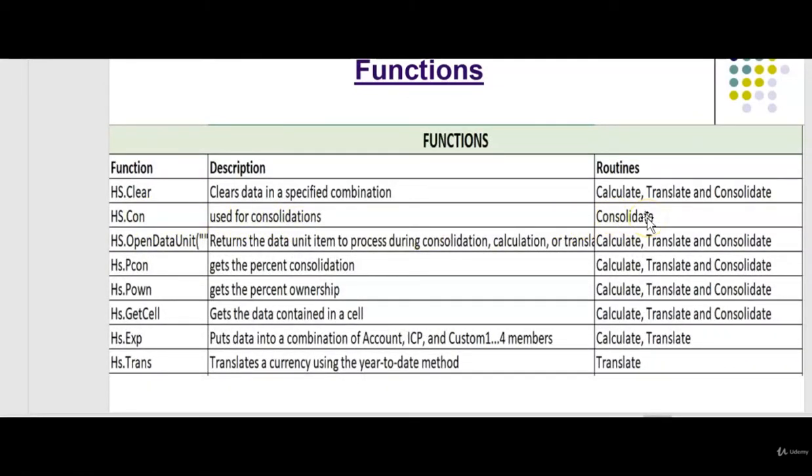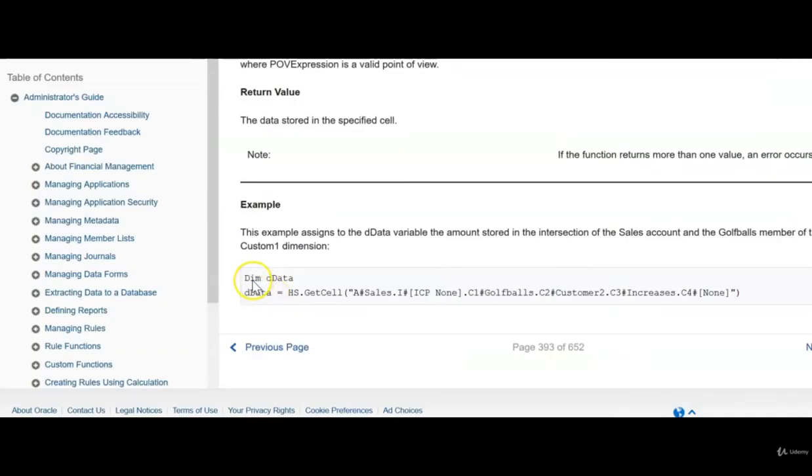hs.con is used in consolidation for the consolidate operation. hs.openDataUnit returns the data unit item to process during the consolidation, calculation, and translation. This function hs.pcon is used to get percent consolidation. hs.pown is to get the percentage ownership. hs.getcell gets the data contained in a cell. So in this example, Dim dData is a variable. You can use any variable name, and that variable you are getting with hs.getcell A#Sales from the intercompany none member and from the C1 dimension and C2 combination, C3 and C4. From this point of view, it gets the data and keeps the data in the dData variable.